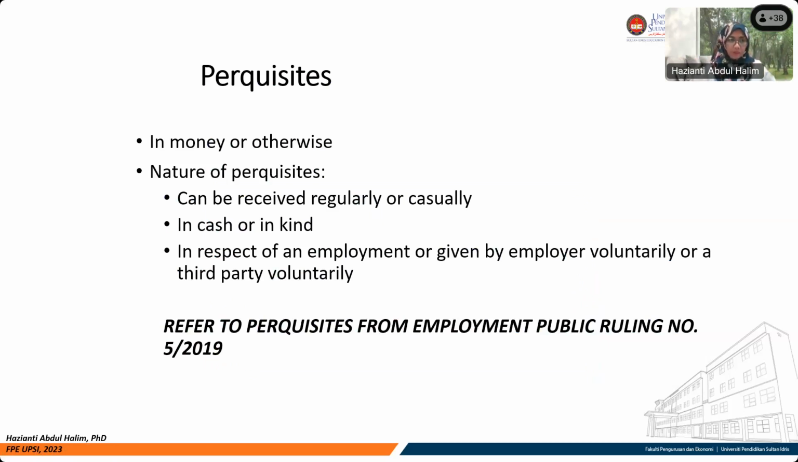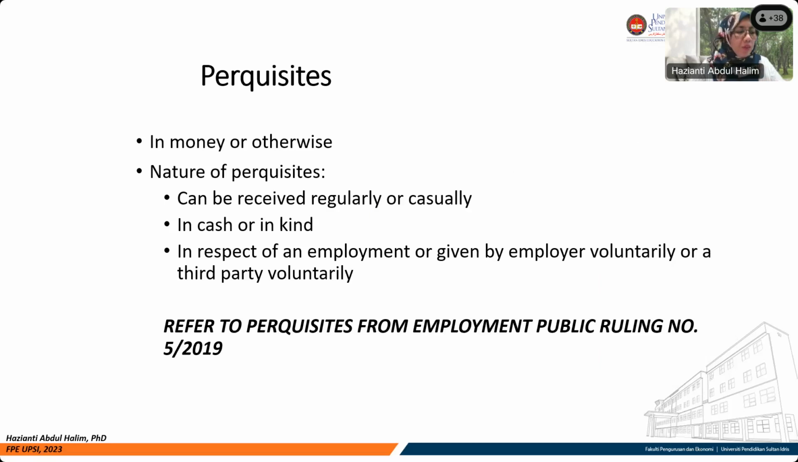Alright, perks. Perquisites. It can be in money or otherwise. You can get perks in the form of cash or other than cash. So the cash can be received regularly or casually, and the perks can be in cash or in kind, in respect of an employment, or given by the employer voluntarily or a third party voluntarily.